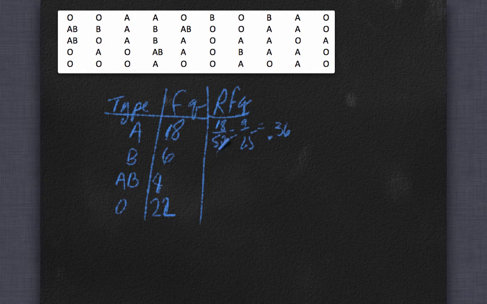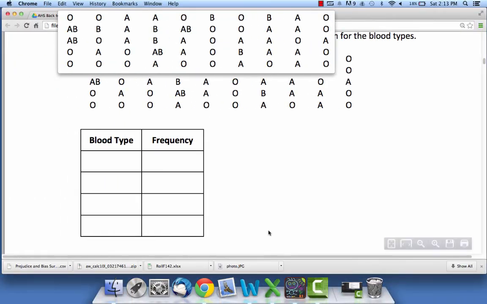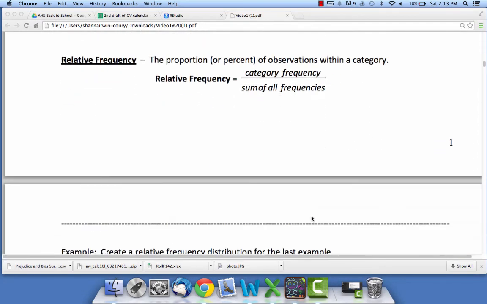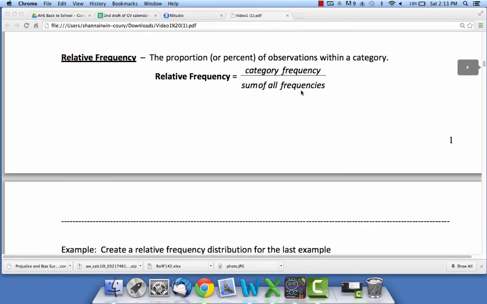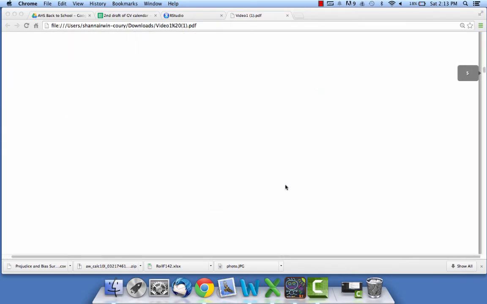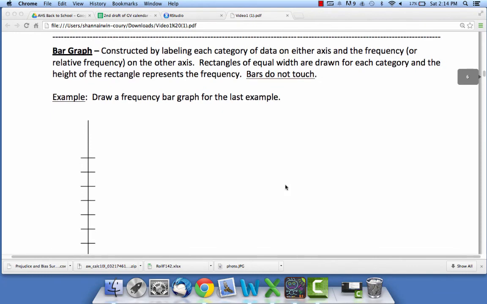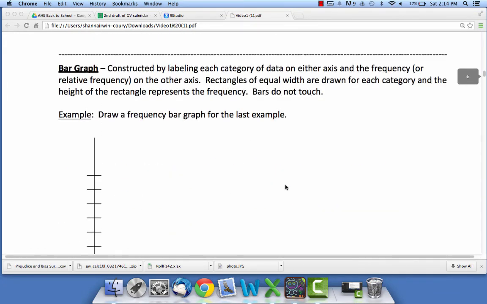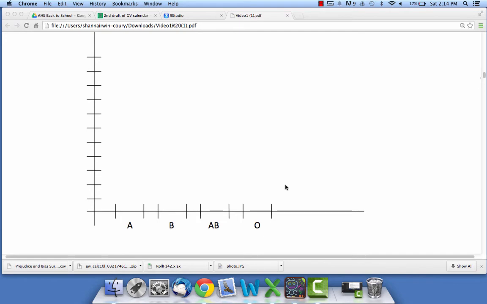For B, I'd have the reduced fraction 3 over 25, or 0.12, or 12%. And for AB, 0.08, or 2 over 25. For O, 22 is 11 over 25, or 0.44, any of those for relative frequency. That's just where you take the frequency and divide by the sum of frequencies. I guess I'll do the bar graph and the Pareto chart for this, and then that's it.